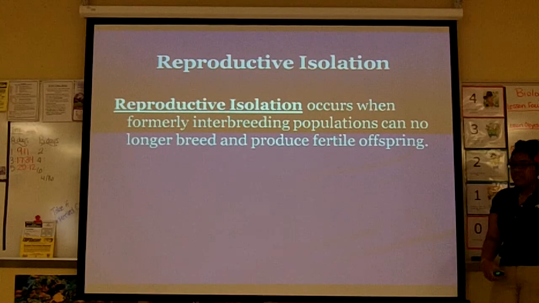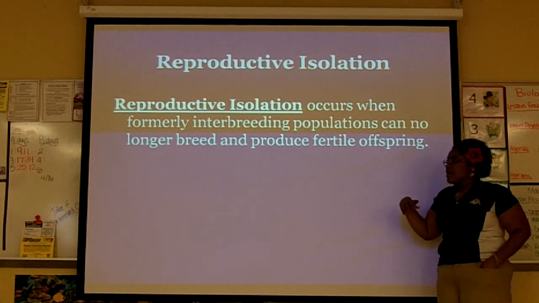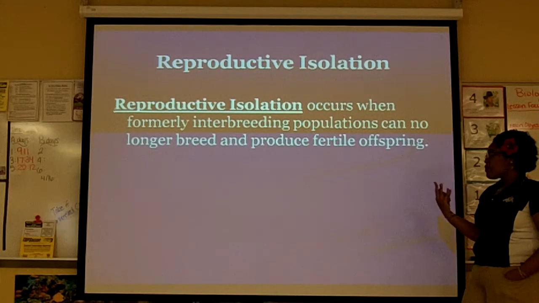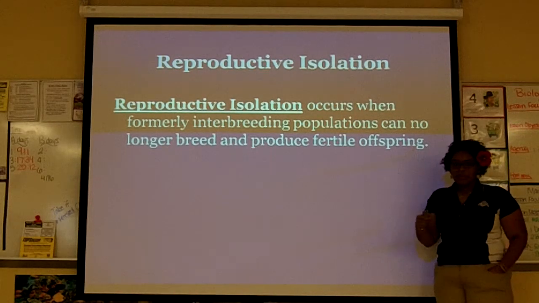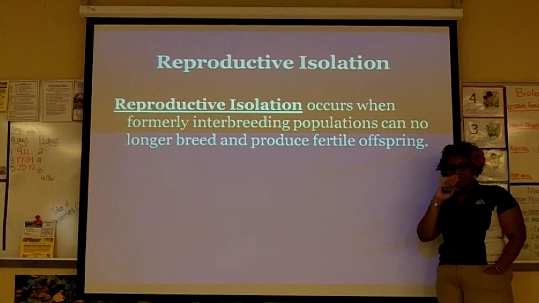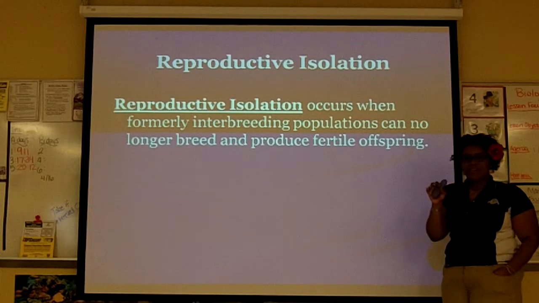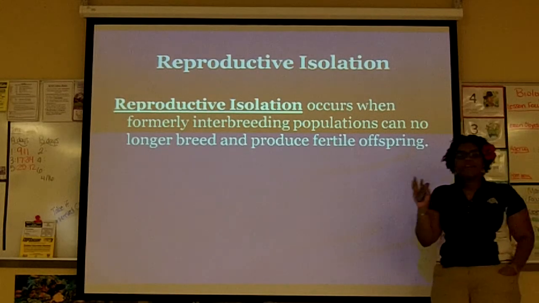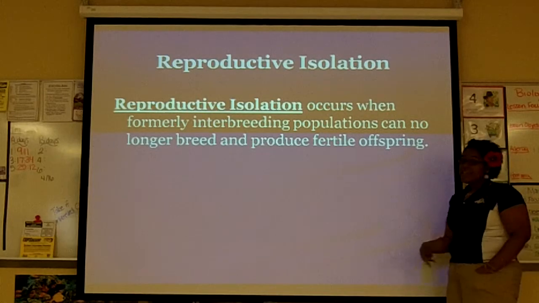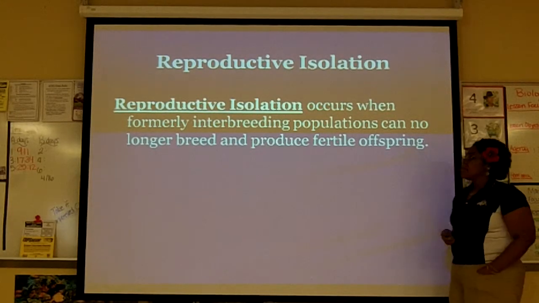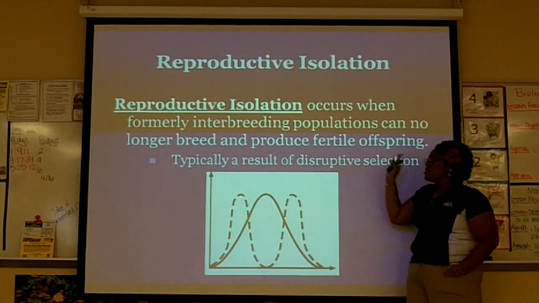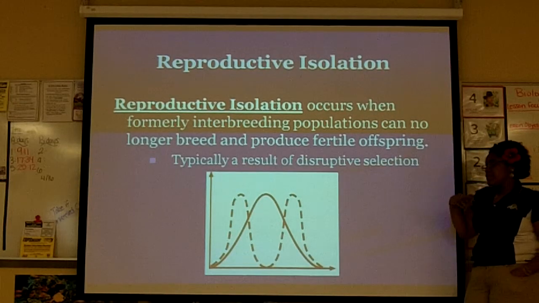Then we have reproductive isolation, where some populations that used to interbreed no longer breed, and they can't produce fertile offspring. This is why some people are kind of hesitant. I think it's the mule. They have donkeys and horses, and they make mules. A mule is actually infertile. It can't make offspring. But in the case of reproductive isolation, typically it results in disruptive selection.